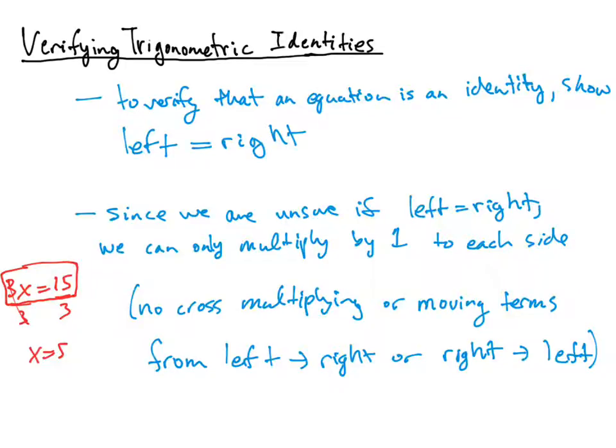So specifically, no cross multiplying. It's very tempting to want to do this. Similarly, no moving terms from the left to the right or from the right to the left. So we can't add, for example, 10 to both sides when we're verifying an identity. Or we can't subtract tangent x from both sides when we are verifying. We can only work with each side individually. We don't want to move things across the equal sign.